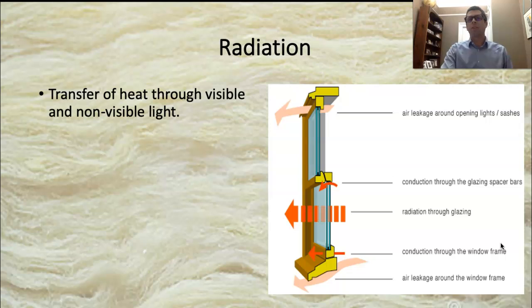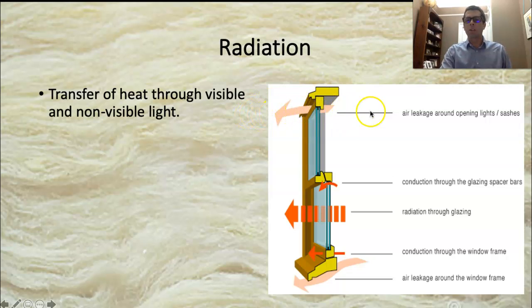Radiation is the third thing that we're going to talk about, and this is mostly from the sun that we're talking about, radiation, but it's the transfer of heat or thermal energy through visible and non-visible light, okay, through ultraviolet light, all right? So this is a pretty good picture of lots of different ways that heat moves through windows, okay? So we've got convection up here at the top.